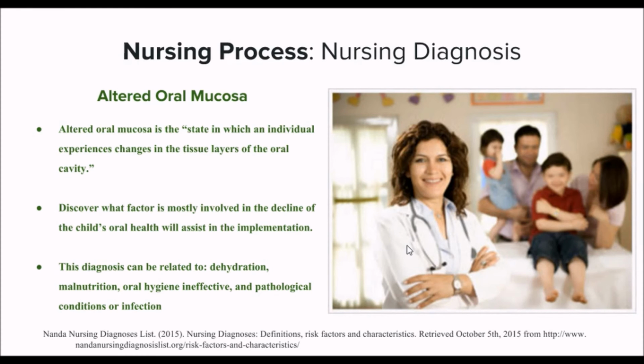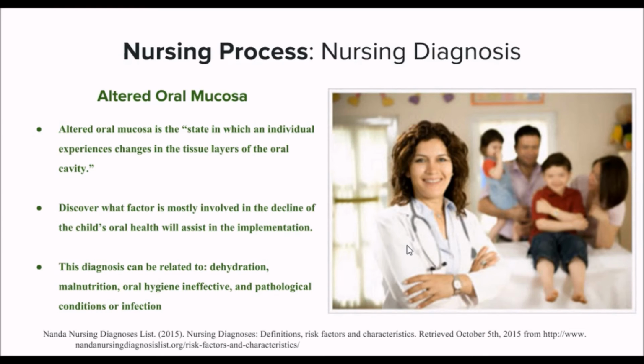The second portion of the nursing process is nursing diagnosis. According to NANDA nursing diagnosis, this would be altered oral mucosa. Altered oral mucosa is the state in which an individual experiences changes in the tissue layers of the oral cavity. As nurses, it's important that we are able to discover what is the factor that is impeding the child to have a healthy oral cavity. We need to recognize that and be able to implement interventions to avoid that thing that is preventing them from having a healthy oral cavity.